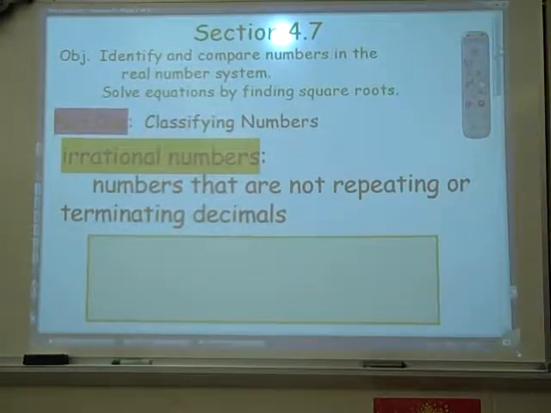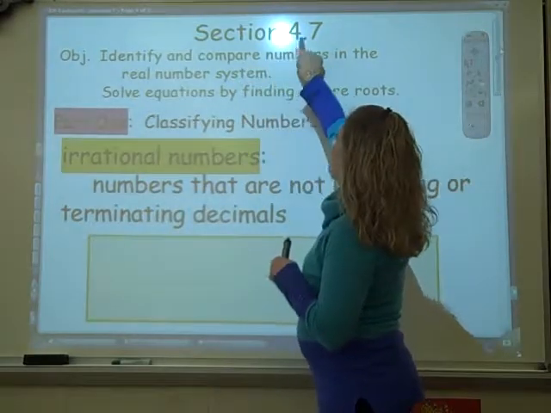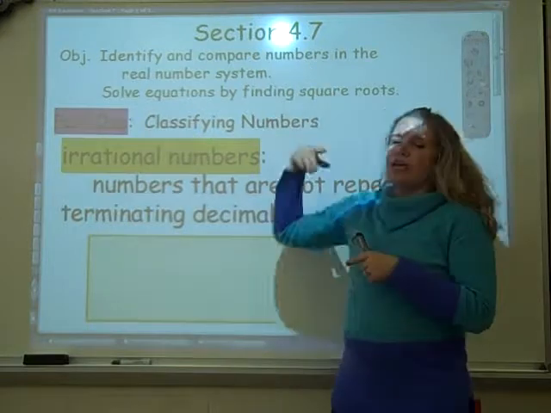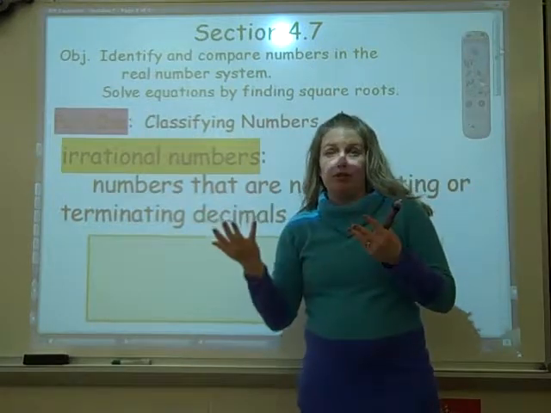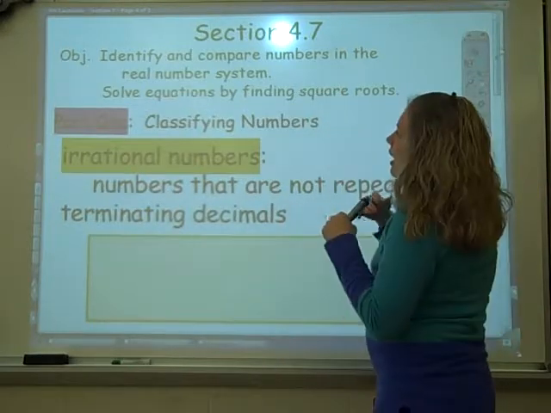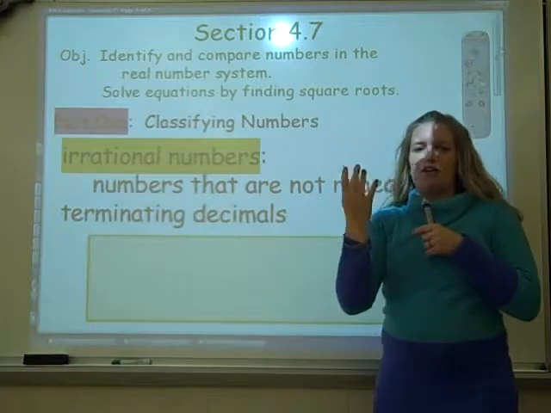Alright, hi everybody. Today we're going to be working on the last section of Chapter 4, which is Section 4.7. We're going to be identifying and comparing numbers in the real number system. So we need to talk about what a real number is. Yes, there are things called imaginary numbers. You will be doing those in high school. And we're going to be solving equations by finding square roots. So we have a couple parts to go through.